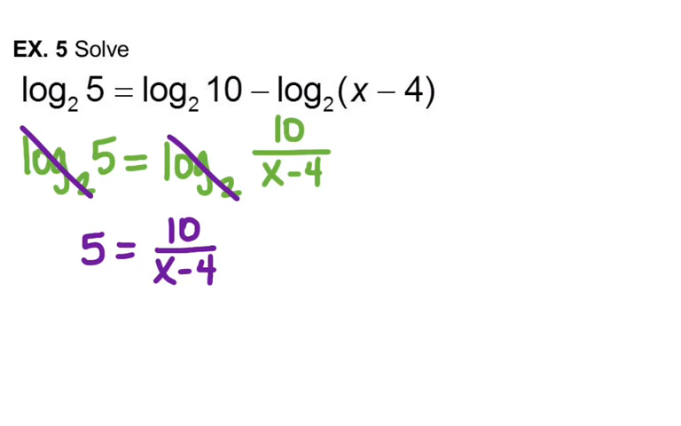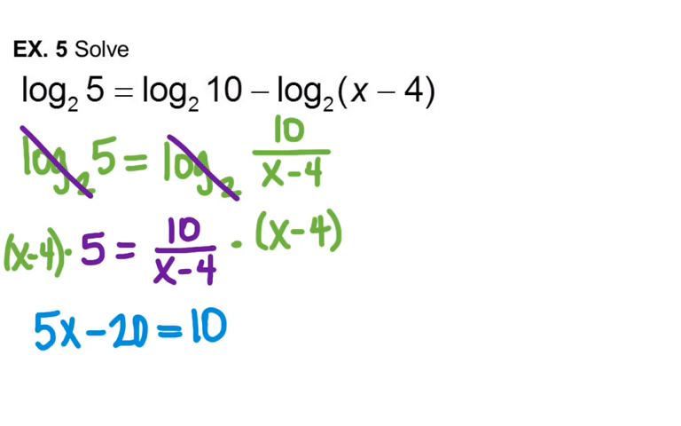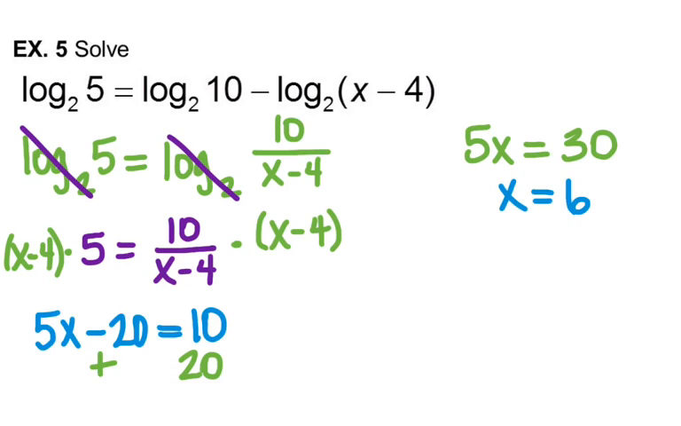We want to get x by itself, so I'm going to multiply by x minus 4 on both sides. On the left-hand side, that's going to be 5x minus 20 equals 10. Then we'll just solve for x. We're going to add 20 to both sides. 5x will equal 30, so then x equals 6.